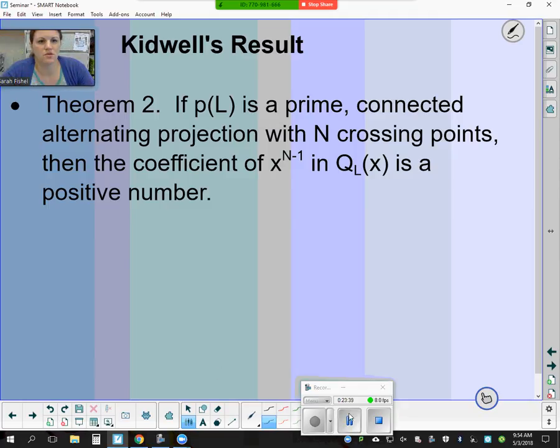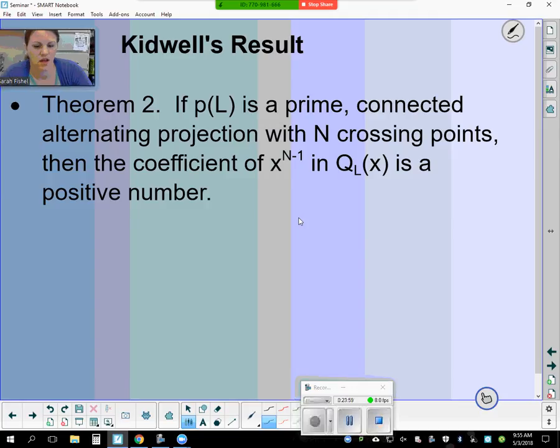Okay, so Kidwell also adds a second result of theorem 2, which says that if a projection is prime connected alternating with n crossing points, then the coefficient of x to the n minus 1 in the Q polynomial of L is a positive number.